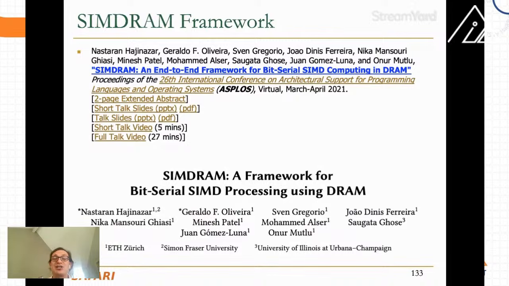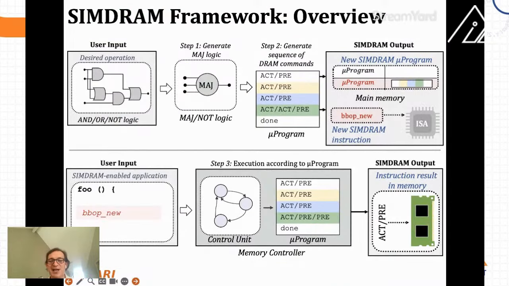Now, how can you take advantage of this easily in a von Neumann system, in a way that is easily programmable by a programmer today? That's the framework that we wanted to develop next, and this is the SIMDRAM framework. I will very briefly mention this. Essentially, you can implement any operation using this sort of framework using memory.